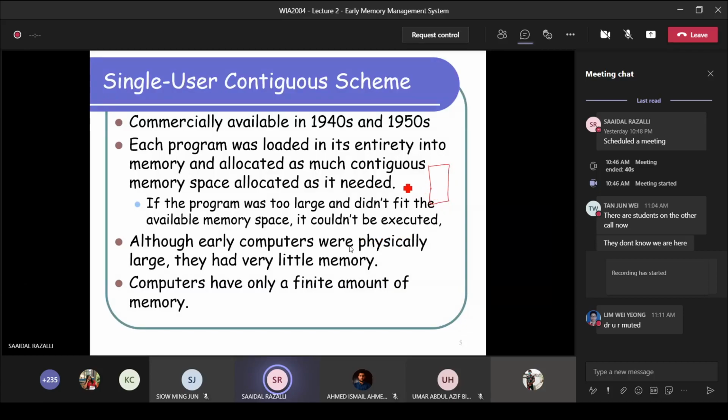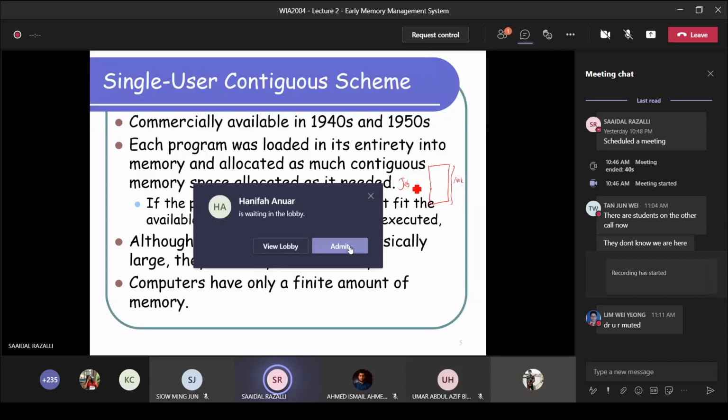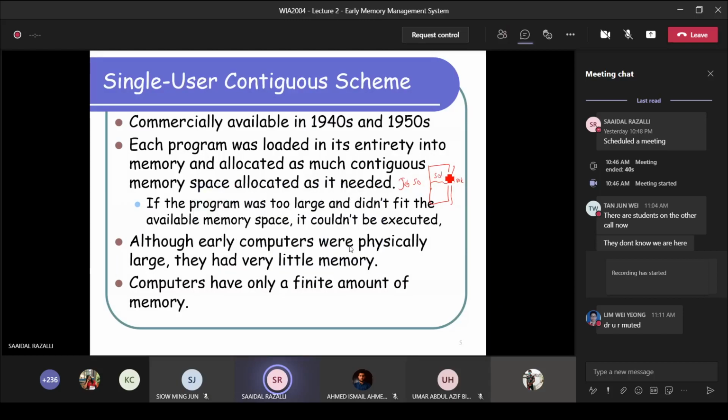If you have a job, let's say you have 100 kilobytes of memory and the job is 50 kilobytes. It will use 50 kilobytes here, and the rest is unused or wasted. If a job is 200 kilobytes, it cannot fit the memory. If the program was too large and didn't fit the memory, it couldn't be executed. So this job will never be executed because the memory space is not enough.